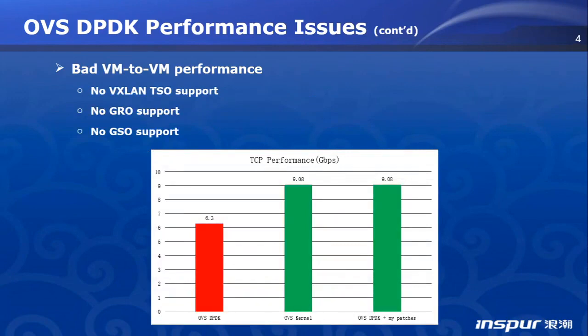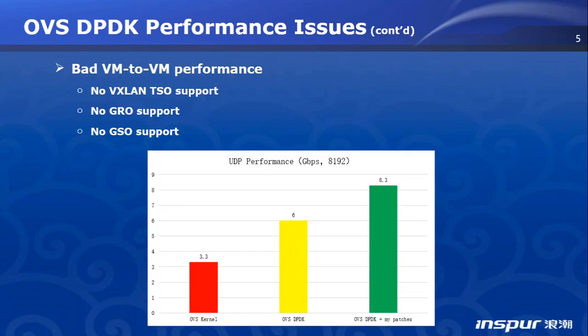Here you can see the OVS-DPDK community version has very low TCP performance. OVS kernel and our improvement patches are much better than it. As aforementioned, the key reason is the current OVS-DPDK cannot support VXLAN TSO, GRO, GSO. VXLAN TSO means the hardware NIC can do TCP segmentation offload against a big VXLAN packet in which there is a big TCP packet. GRO is generic receive offload. GSO is generic segmentation offload. They are done by software itself.